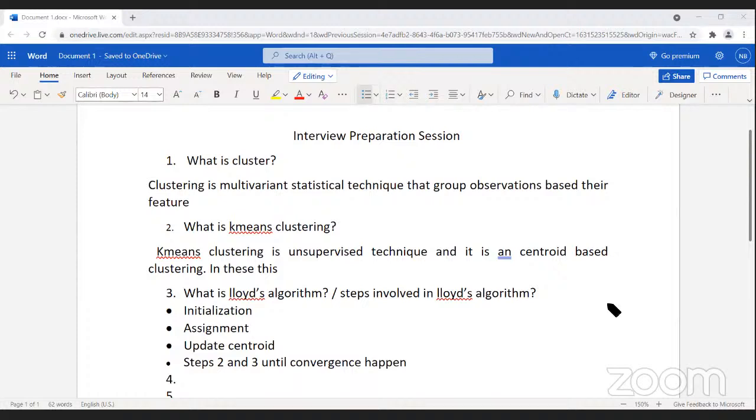Now once it is done, what happens? You can see here it is the centroid point now, but now centroid updation will be taking place. How does the updation of the centroid point take place?